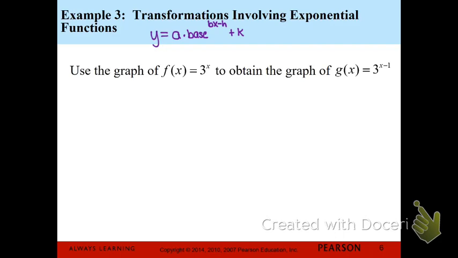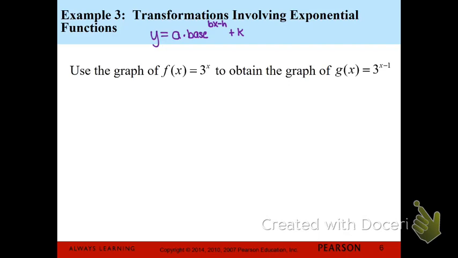Remember, a and k will affect my y because they're vertical. A is your vertical stretch or compression, or I think we called it a shrink. Stretch or shrink. K is your vertical shift up and down. So they're going to affect your y-axis, your y values.